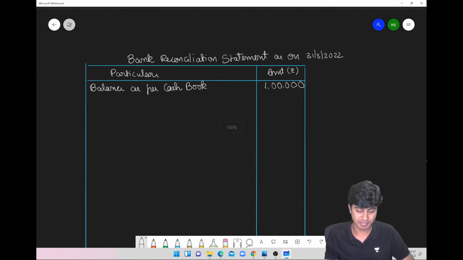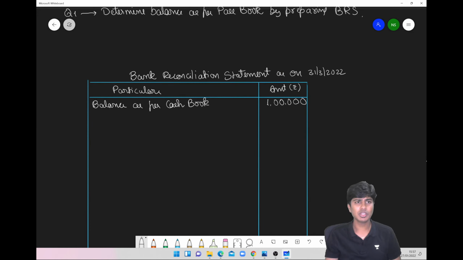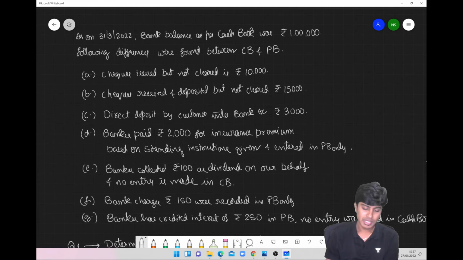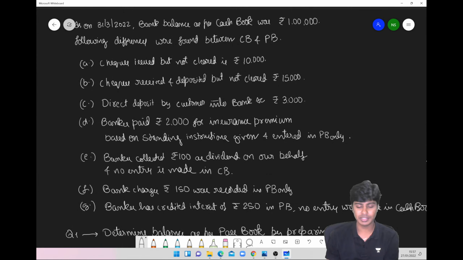Yeah, the format is ready. So there are a few add items and a few less items. Let us see each of the items and then add them or less them as the case may be. To start with, the first one: checks have been issued but not cleared, 10,000 rupees.